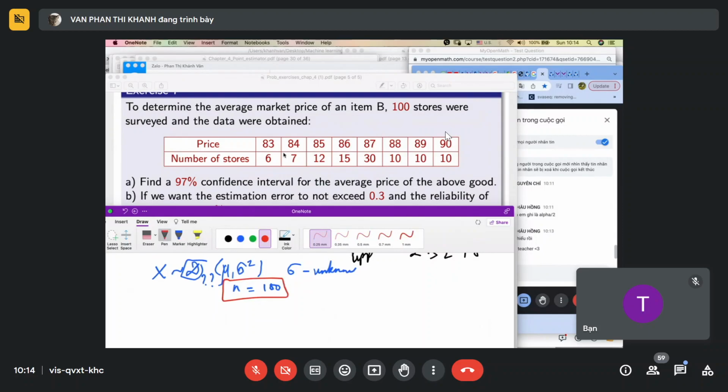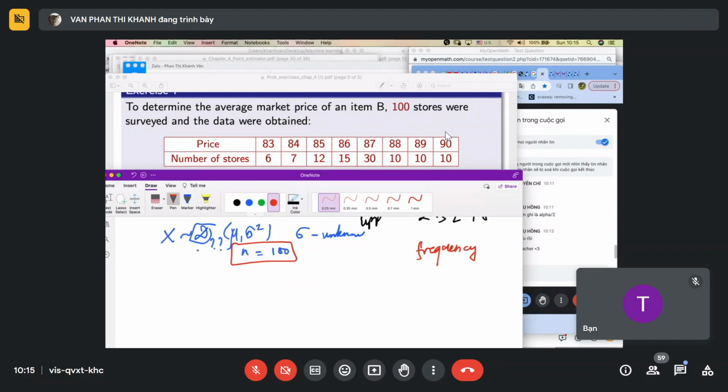And here is the table for n. Here we don't list every value because some of them are equal. That's why the first column is the price, and the number of stars is the frequency. Frequency means that there are 6 stars that have the same price. 7 stars will have this price, 12 with this one, and the total number of stars here is 100.